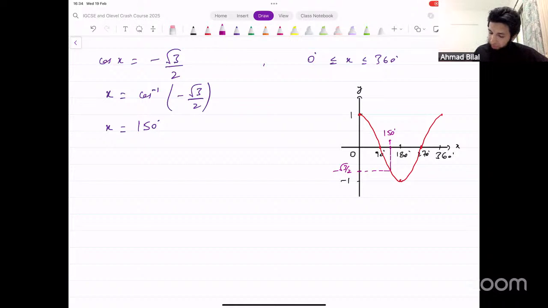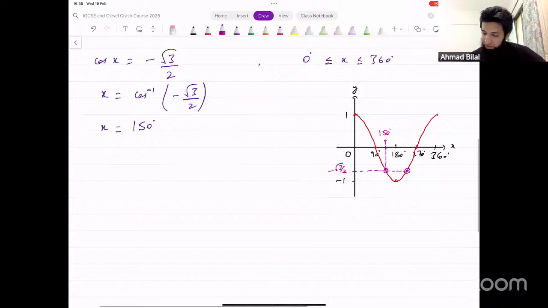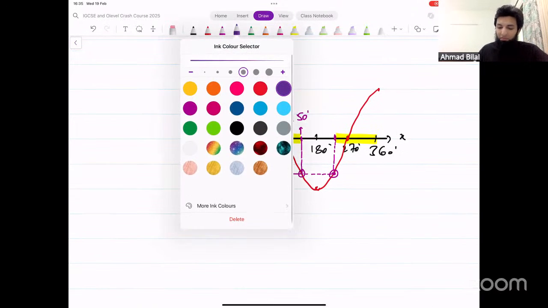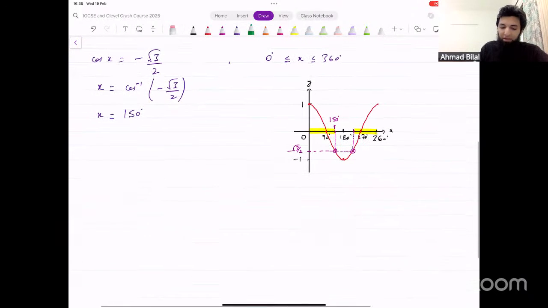Now, do we have any other x value for this y value? We can go beyond here and we get another point here on the graph. What's the x value going to be at this point? Again, using the symmetry of the graph, whatever is the distance of 150 from 0, it's going to be the same distance of that other point from 360 on the other side. So 360 minus 150, what does that give you? That other answer is going to be 210.